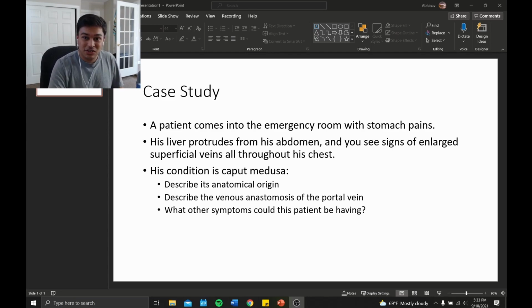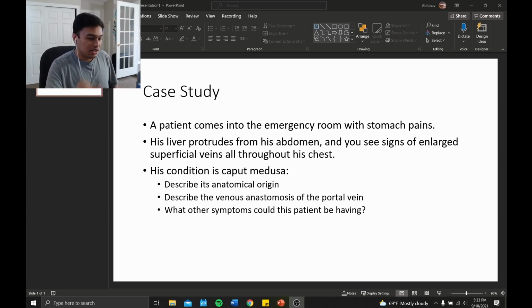So without any further ado, let's get into this case study. This case study will focus a lot on drainage of the blood from the abdomen and where it goes into the liver, as well as a case about a disease called Caput Medusae.